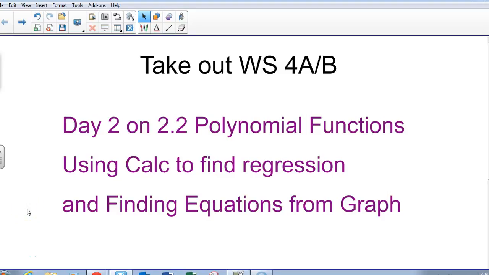All right, we are finishing up section 2.2. We need to do regression equations. These are not all power regressions like you had in lesson 2.1. You're going to have to graph them and decide what kind of regression equation fits the best. And then we're also going to work on finding equations from graphs, which is, of course, a math teacher favorite.